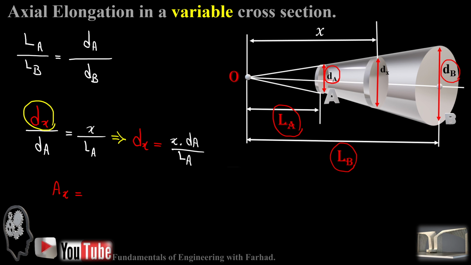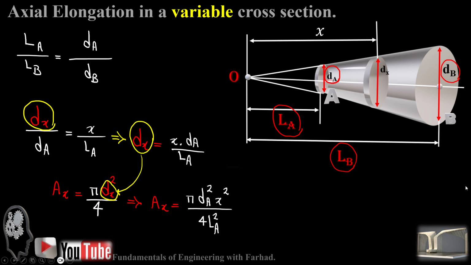The diameter at x is d_x equals x d_A over L_A. Then A sub x is equal to pi d_x squared over 4. And if you simply replace d_x from this equation into the equation of A sub x, it gives us A sub x equal to pi d_A squared x squared over 4 L_A squared.